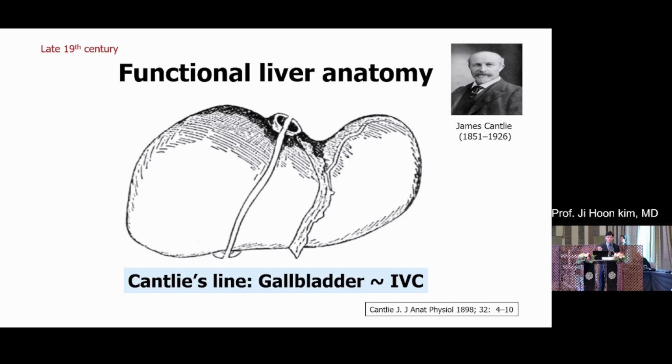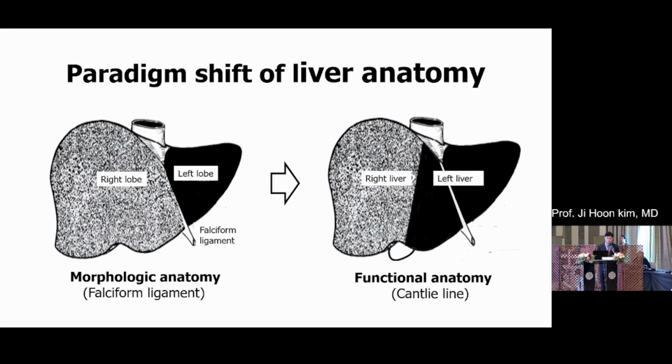And this idea of Makuuchi's portal vein embolization originated from this observation. So 10 years later, in the 1990s, Makuuchi reported 13 cases of portal vein embolization for cirrhotic tumors for the safety of major hepatectomy. So there was a paradigm shift in liver anatomy from the morphologic anatomy based on the falciform ligament to the functional anatomy by the Cantlie line, thanks to James Cantlie.